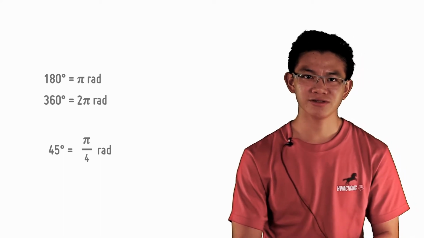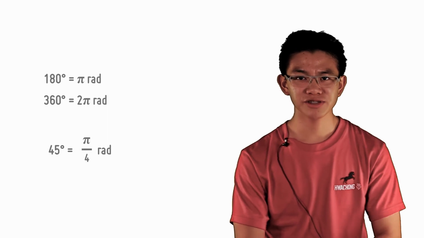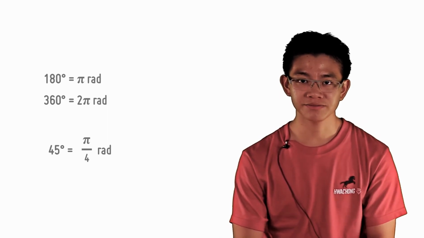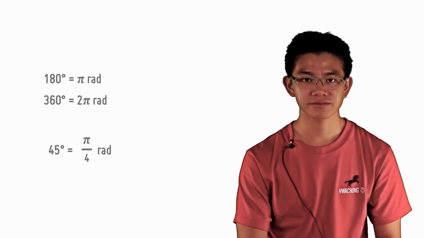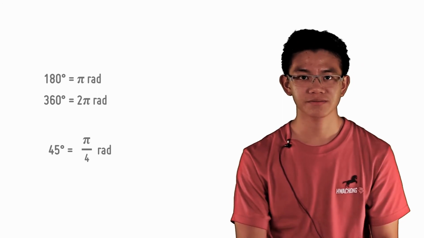Radians are able to do the things that degrees can't. For example, when you differentiate a quantity with respect to an angle, this angle must be in terms of radians. And we will look at this further in the video on quantities.